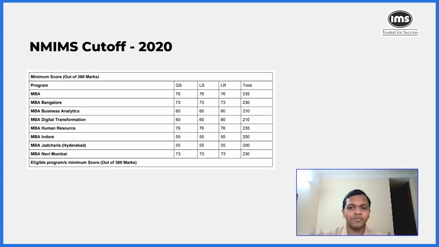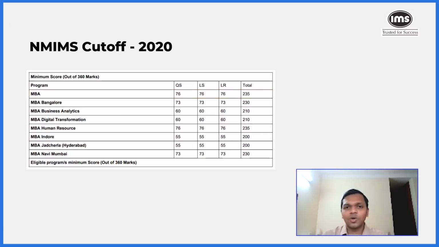This is the cutoff for last year's admission cycle, which is the 21-23 batch. It was again surprising to see that the cutoffs were the same in each of the sections. This is very unlikely; we had never seen this kind of thing prior to this. The MBA overall cutoff for the NMIMS Mumbai campus was 235 out of 360, which is the highest score in NMAT that one can get.